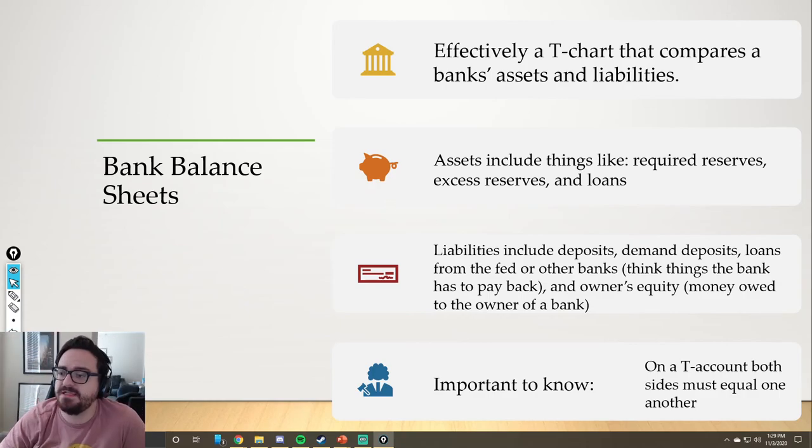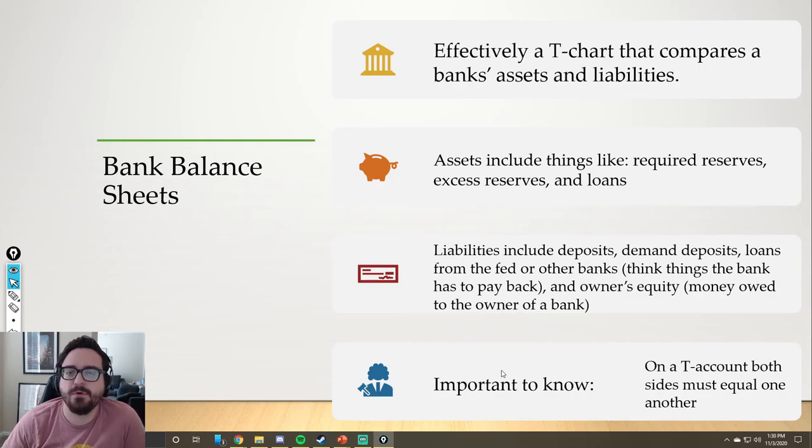So your deposit, if you came to them and asked for your money, they would have to give you your money. So your deposit, they're liable for. If they have a loan from the Federal Reserve, which they can borrow from, or other banks, that's a liability for them too. And if they have owner's equity, which is money that the owner of the bank personally invested into it, they're also kind of liable for that too.